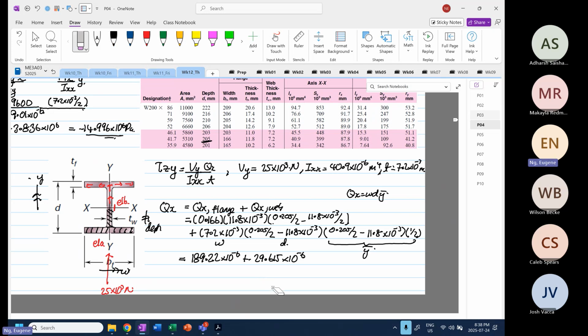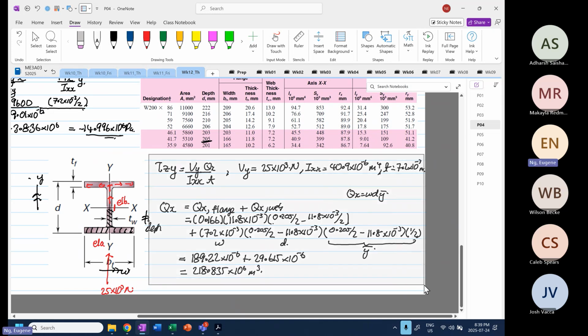So we have our Qx, right? So 189.22 plus 29.615 is equal to 218.835 times 10 to the power minus 6 meter cube. Let me do it again, 189.22 plus 29.615. Yep. Okay. So from here, we can finally calculate what our shear stress is. So I'll take the whole thing again.